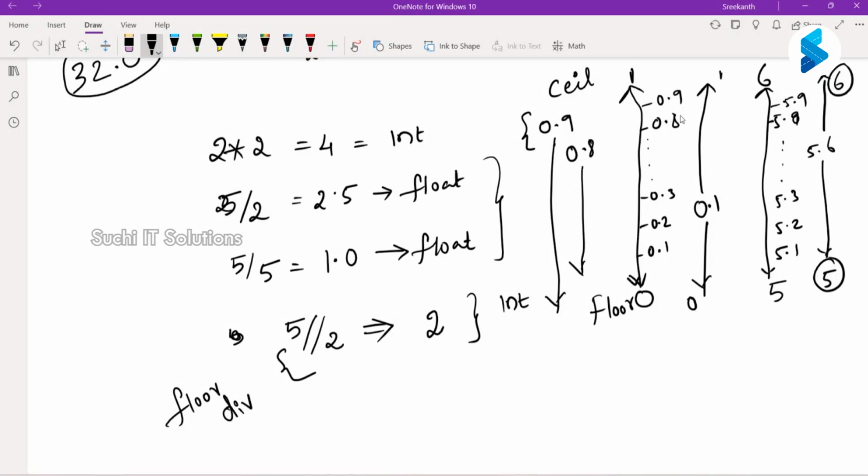So here, if I use the double slash, the operator is called floor division, and hence it will always result in an integer with a floor value. Okay, are we clear?